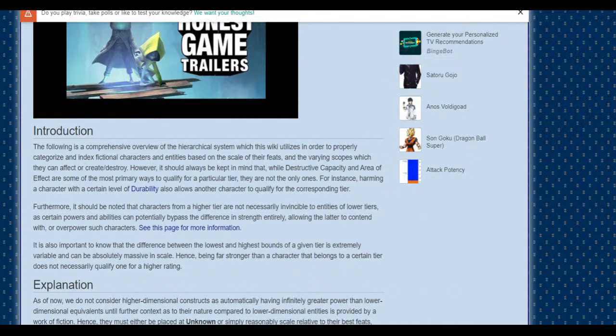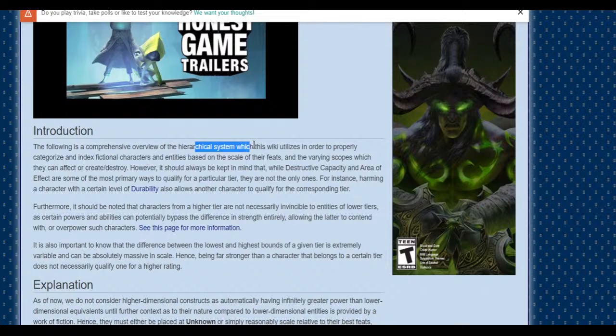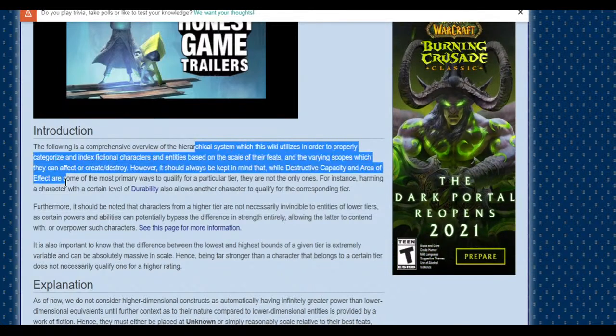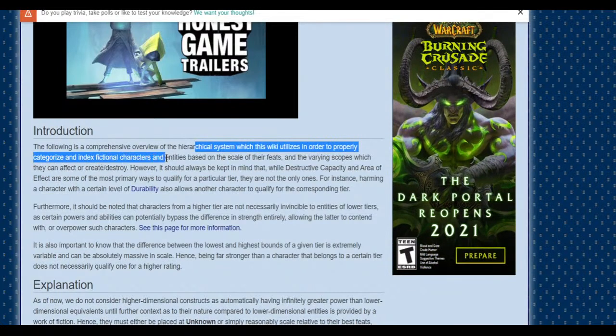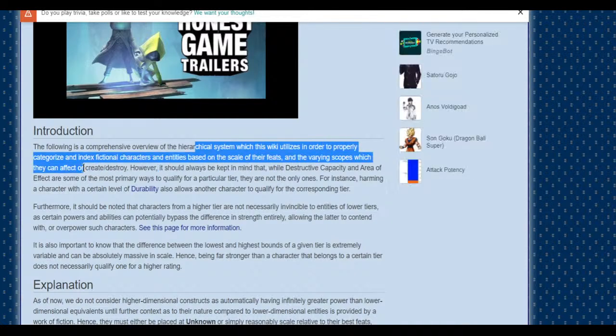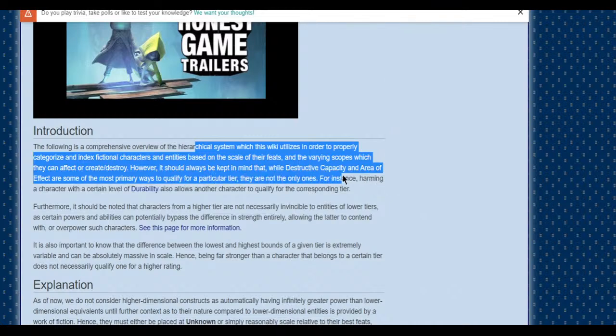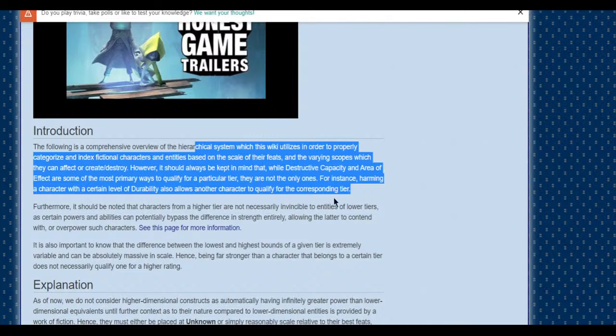So here's the case. The following is a comprehensive overview of the hierarchical system which the wiki utilizes in order to properly categorize and index fictional characters and entities based on scales of their feats and varying scopes which they can affect, create, or destroy. However, it should always be kept in mind that while destructive capacity and area effect are some of the most primary ways to qualify a particular tier, they are not the only ones. For instance, harming a character with a certain level of durability also allows another character to qualify for the same corresponding tier.